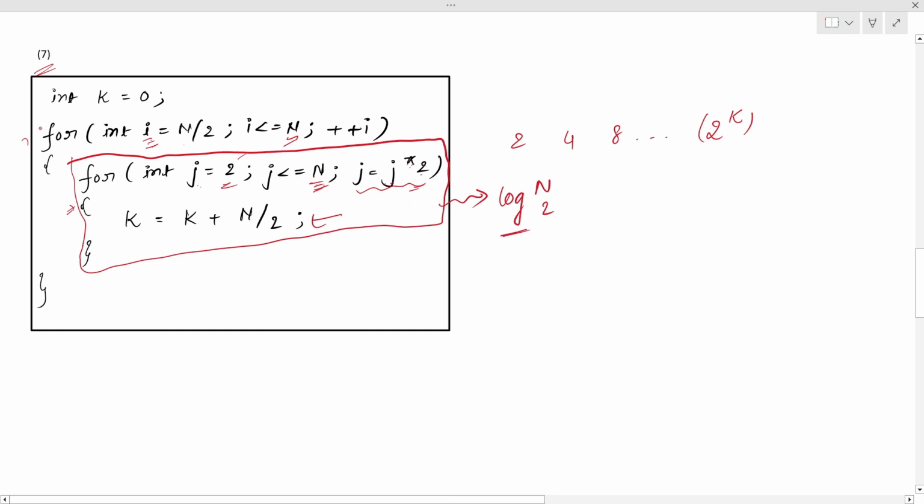And the simple thing left is the first for loop. The first for loop starts from n by 2, and every time you can see this n by 2 is getting incremented by 1.